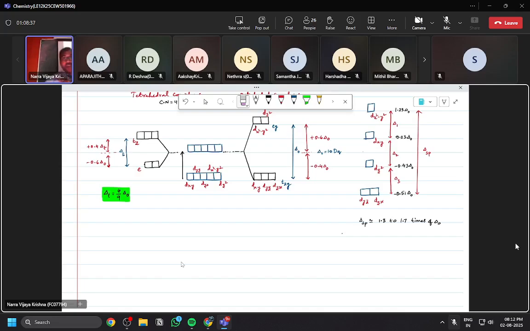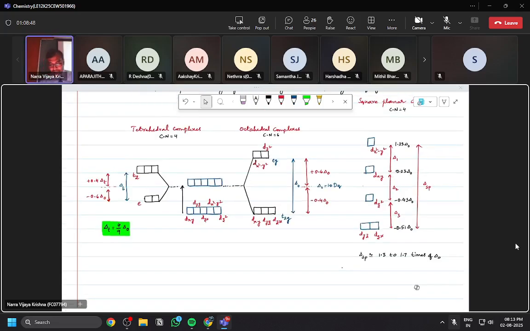Now we are done with square planar, octahedral, and tetrahedral complexes. Any questions? Here ligands should approach along the axis, and the number of ligands must be equal to 6. Here also, ligands approach along the axis. Here ligands approach between the axis.